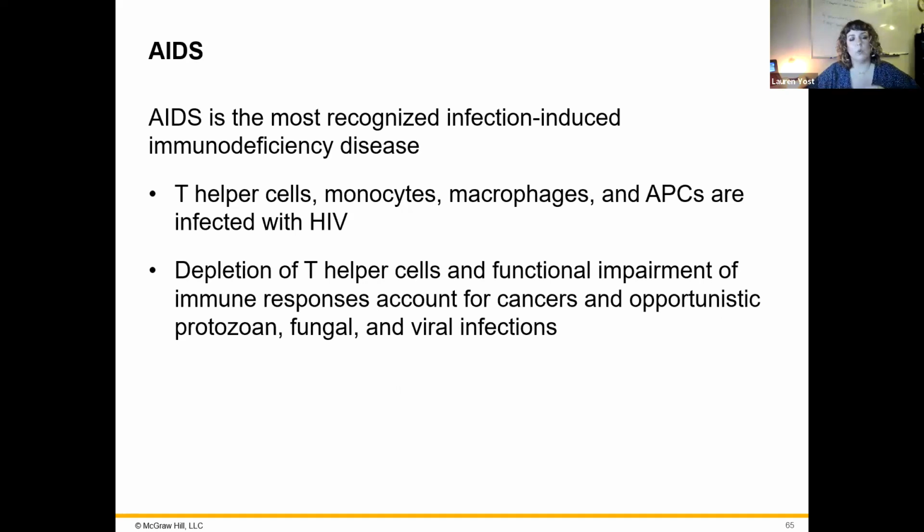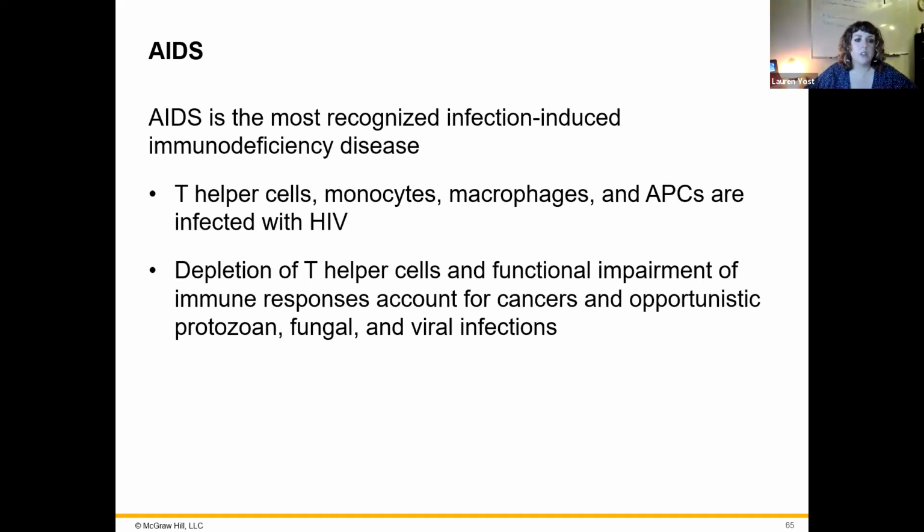This is, of course, caused by HIV infection, so human immunodeficiency virus. As that disease progresses and we have infection of T cells, then we have loss of T cells as a result. And once the T cell numbers decrease to a certain point, then we have development of AIDS as a result. So it just depends on how few T cells you have at that point.